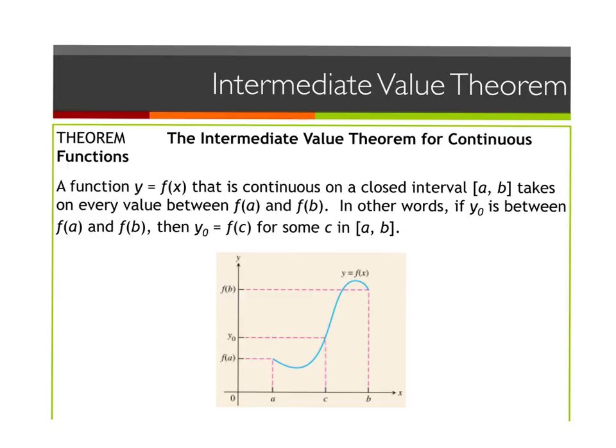So the intermediate value theorem says that if a graph y equals f of x is continuous, so it has to be continuous, that's one of the things, on a closed interval [a, b], then it takes on every value between f of a and f of b. Now all that's really kind of obvious.